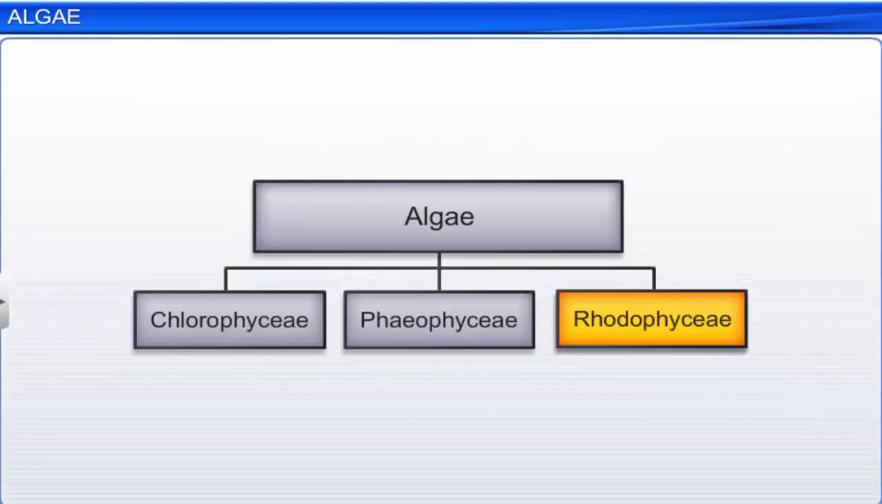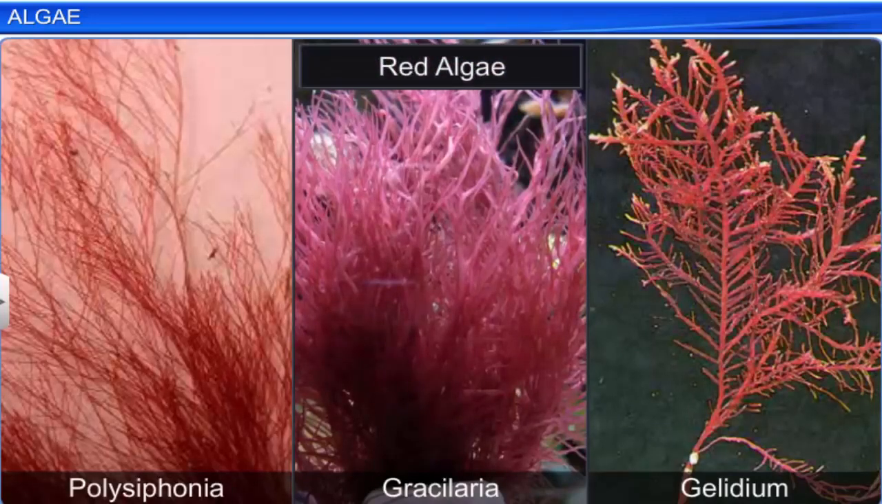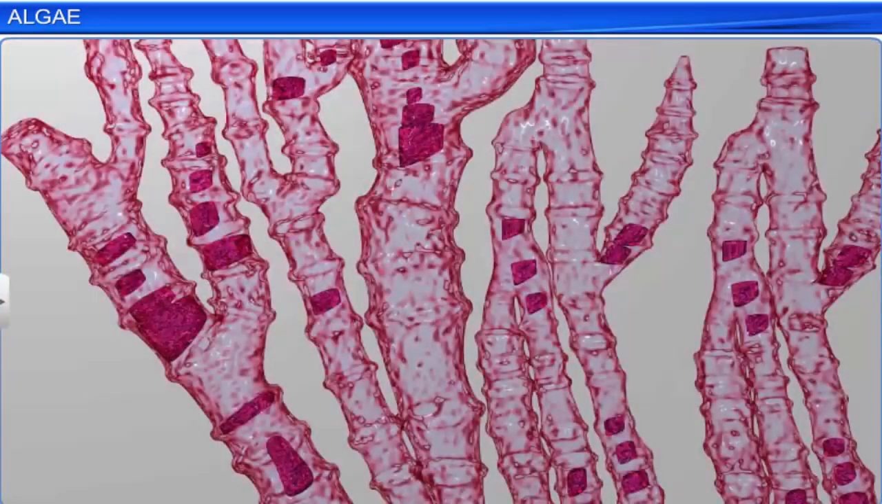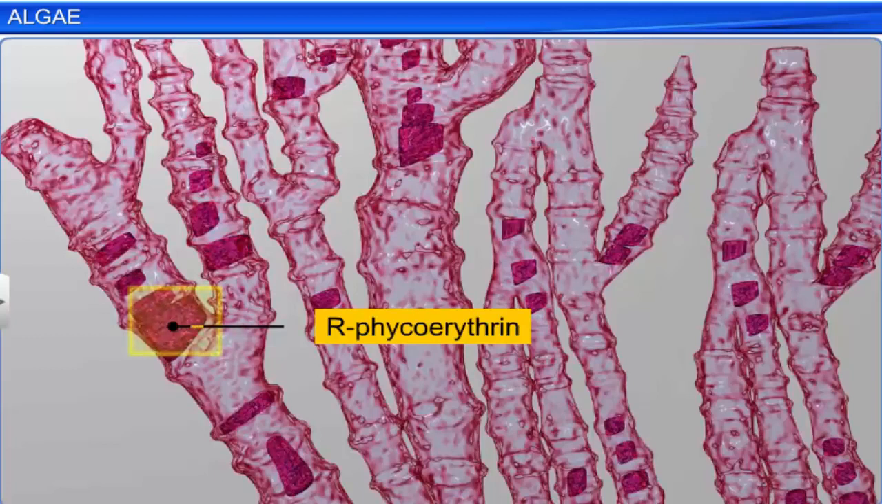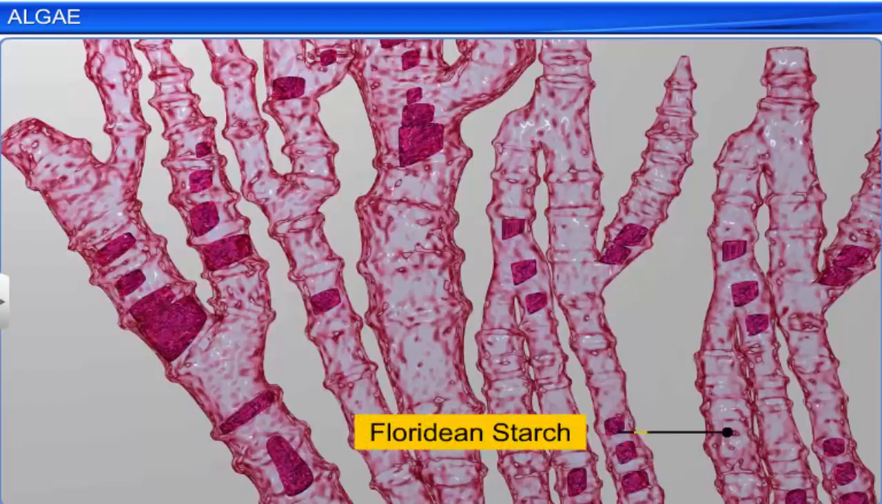Rhodophyceae is another class of algae whose members include Polysiphonia, Gracilaria, and Gelidium. The members are often called red algae. The red color is due to a high concentration of the red pigment, R-phycoerythrin. The thalli of red algae are multicellular, and food is stored as Floridean starch inside the cells.